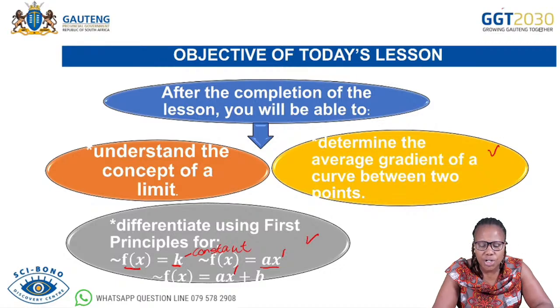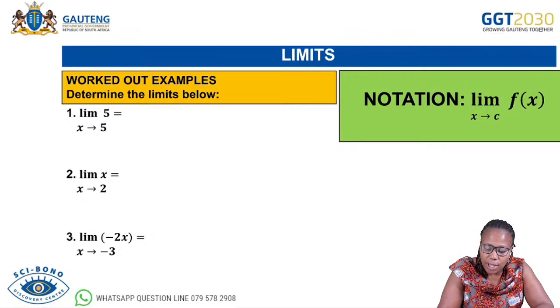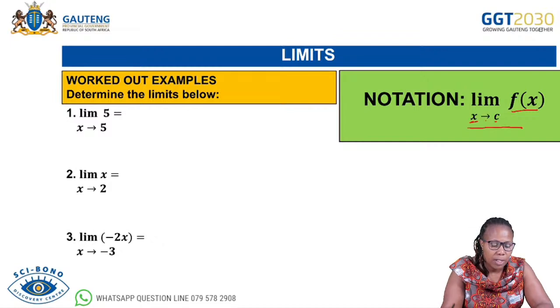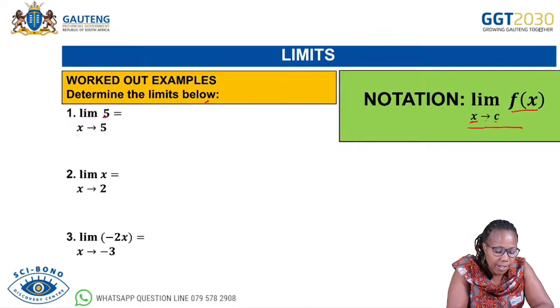Now the notation for limits, grade 12: we are using the lim of x approaching c, which represents any constant value. It can be any number of an f(x) equation. That means there will be an f(x) given to you in the expression. Let's look at the first example. They say determine the limits. Number 1, we are determining the limit of 5 as x is approaching 5.